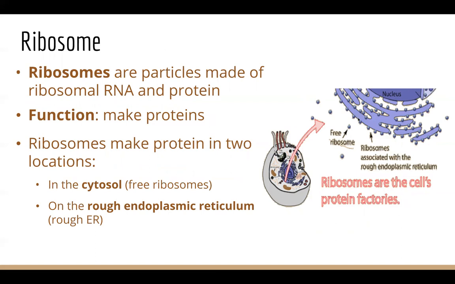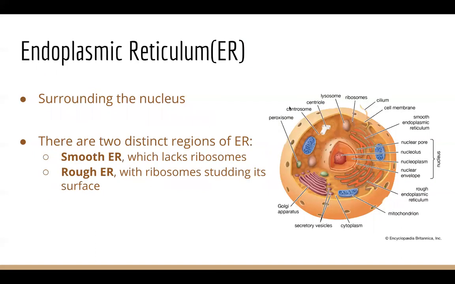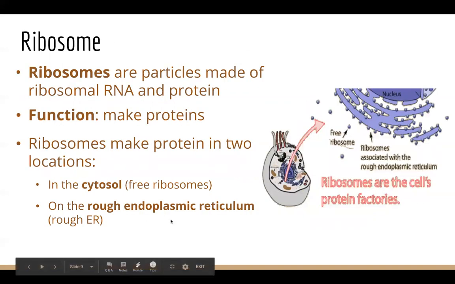And the rough ER is not the only ER. The ER in general is bound on the nucleus, and it's attached onto it, surrounding it. There are two types of ER: the smooth ER and the rough ER. The smooth ER doesn't have ribosomes on it, but the rough ER does have ribosomes on it. And the ribosomes we're talking about right here, they're on the rough ER because they have ribosomes on it.